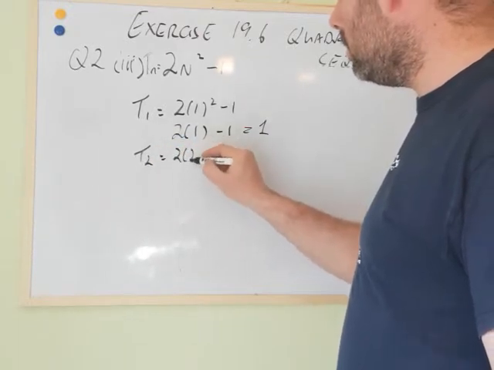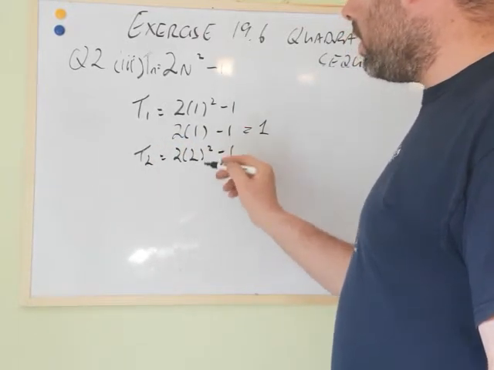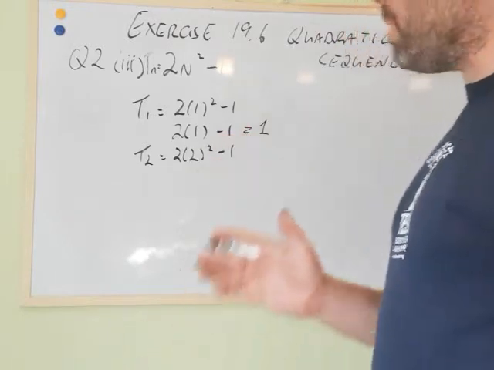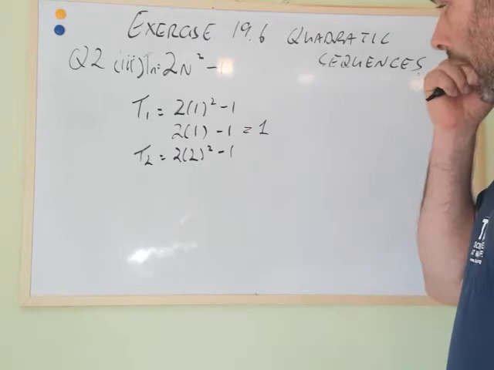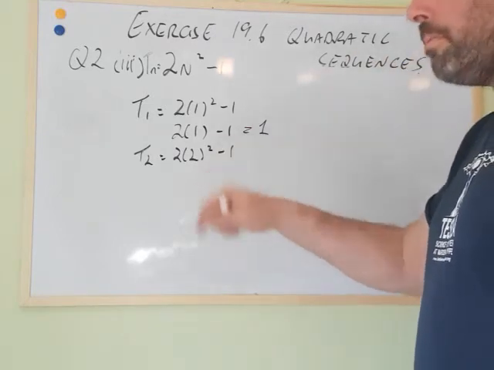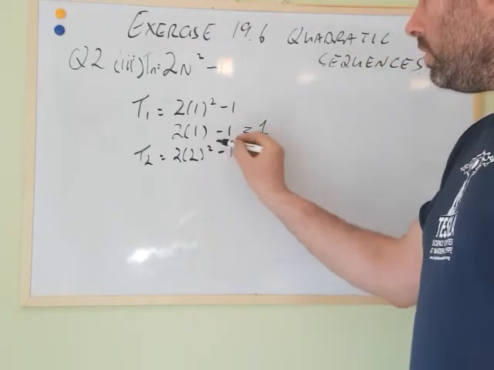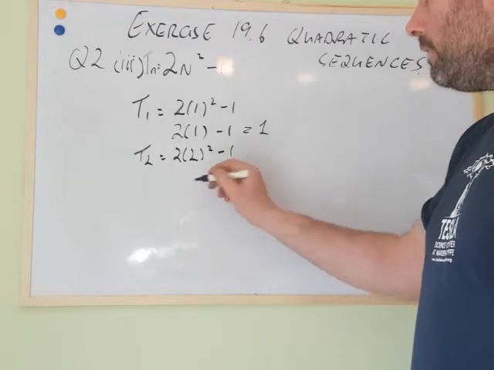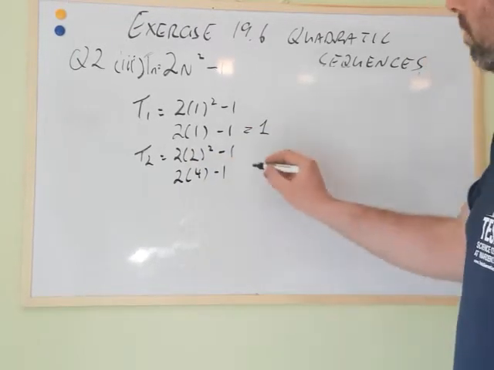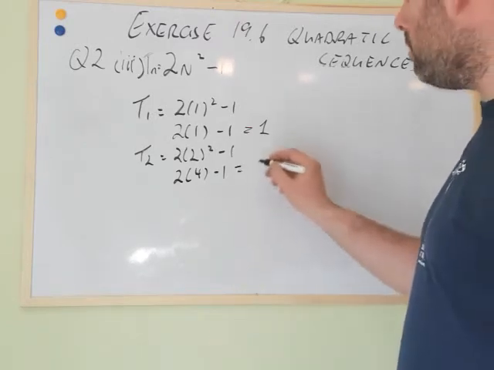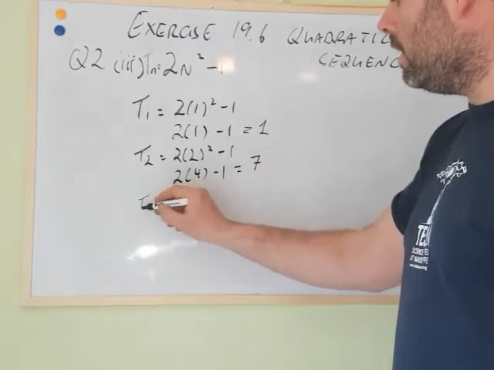T2. Okay, so now remember BIMDAS, whichever you call it. That's how you figure out how to do this, okay guys? So you always do a power before you do anything else. 2 to the power of 2 is 4. So the sum now becomes 2 times 4 minus 1. 2 times 4 is 8 minus 1 is 7.